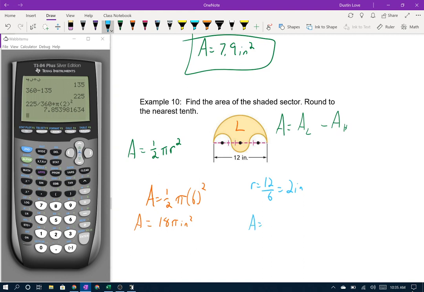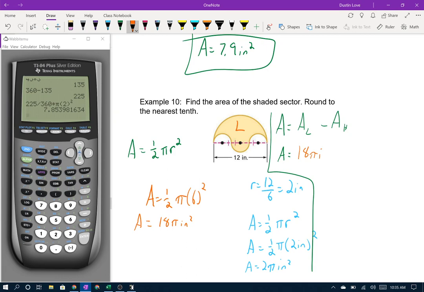So area is, again, 1/2 pi r squared. So area equals 1/2 times pi times 2 inches squared. Now 2 squared is 4, times 1/2 is 2. 2 pi inches squared. Now jump up and do the whole thing. Area of the large figure, which is 18 pi inches squared, minus area of the small, which is 2 pi inches squared.